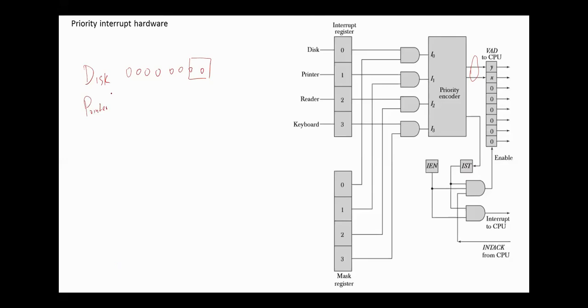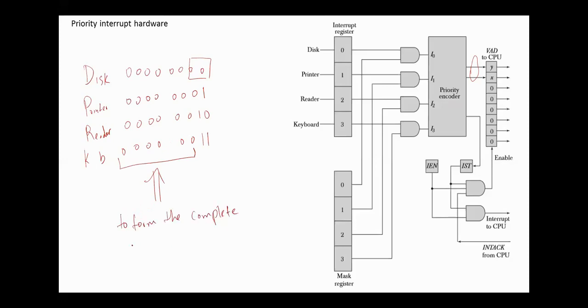For the printer, I have 0, 0, 0, 0, 0, 0, 0, 1. For the character reader, 0, 0, 0, 0, 0, 0, 1, 0. And for the keyboard, we have 1, 1 here. The other bits are appended by the CPU to form the complete address of the interrupt service routine. So in the next instruction cycle, the first instruction in the interrupt service routine will be executed.